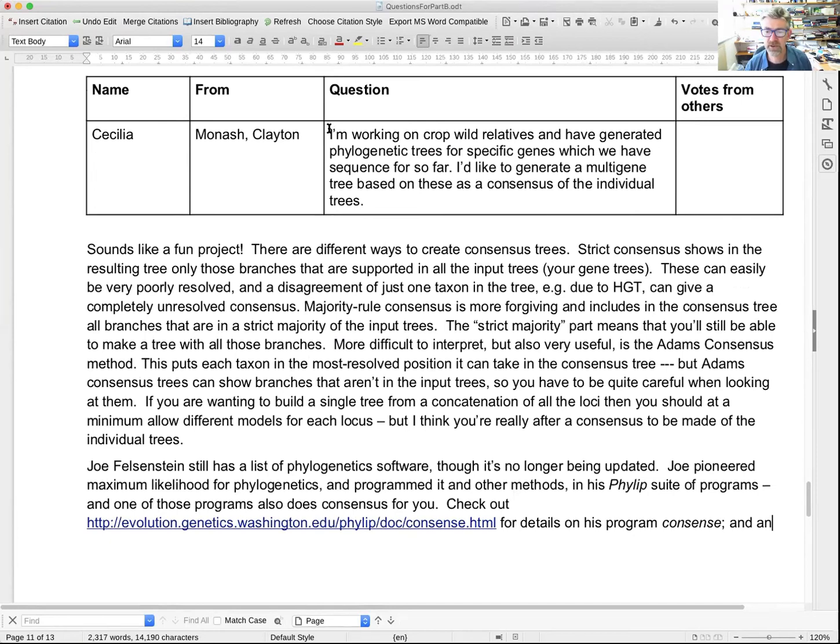I'm working on crop wild relatives and have generated phylogenetic trees for specific genes, which we have sequence for so far. I'd like to generate a multi-gene tree based on these as a consensus of the individual trees. So consensus is something we haven't really talked about yet, so it's a good opportunity to do it now.